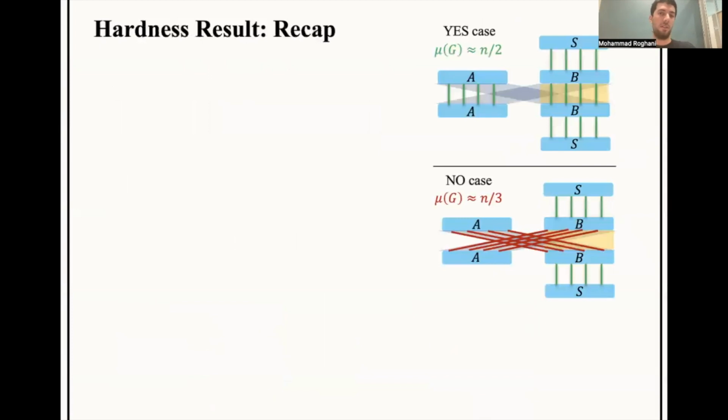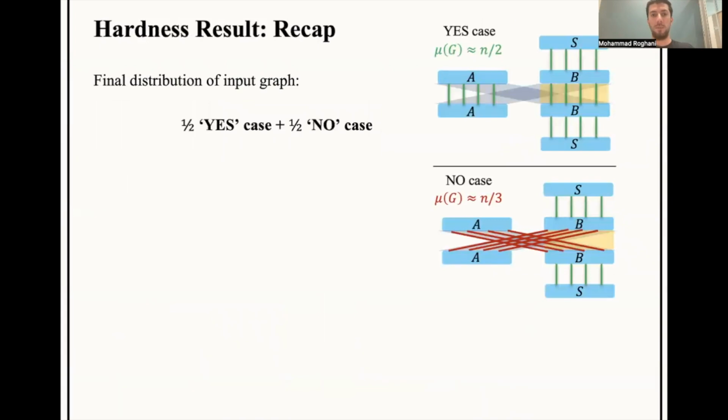So, a recap of our construction: we have a yes case and a no case. The yes case has an almost perfect matching. The no case has a matching that has size 2/3 of the yes case. Our final input is going to be the yes case with probability half and the no case with probability half.